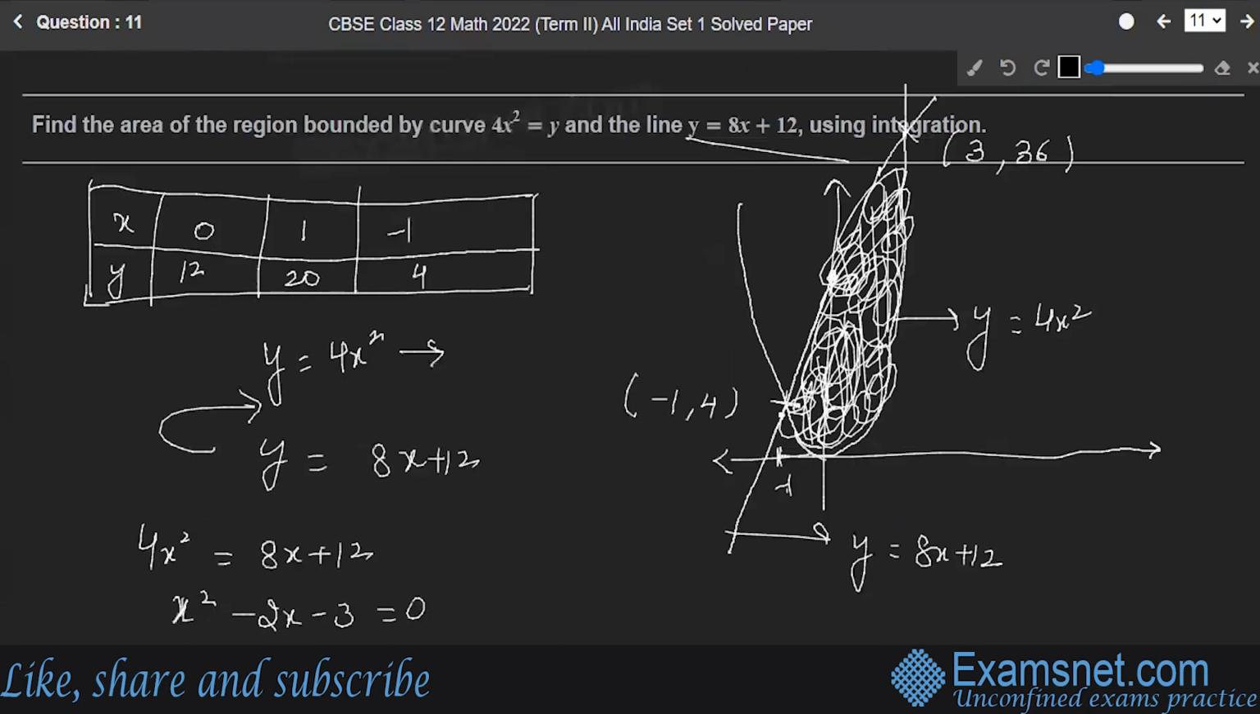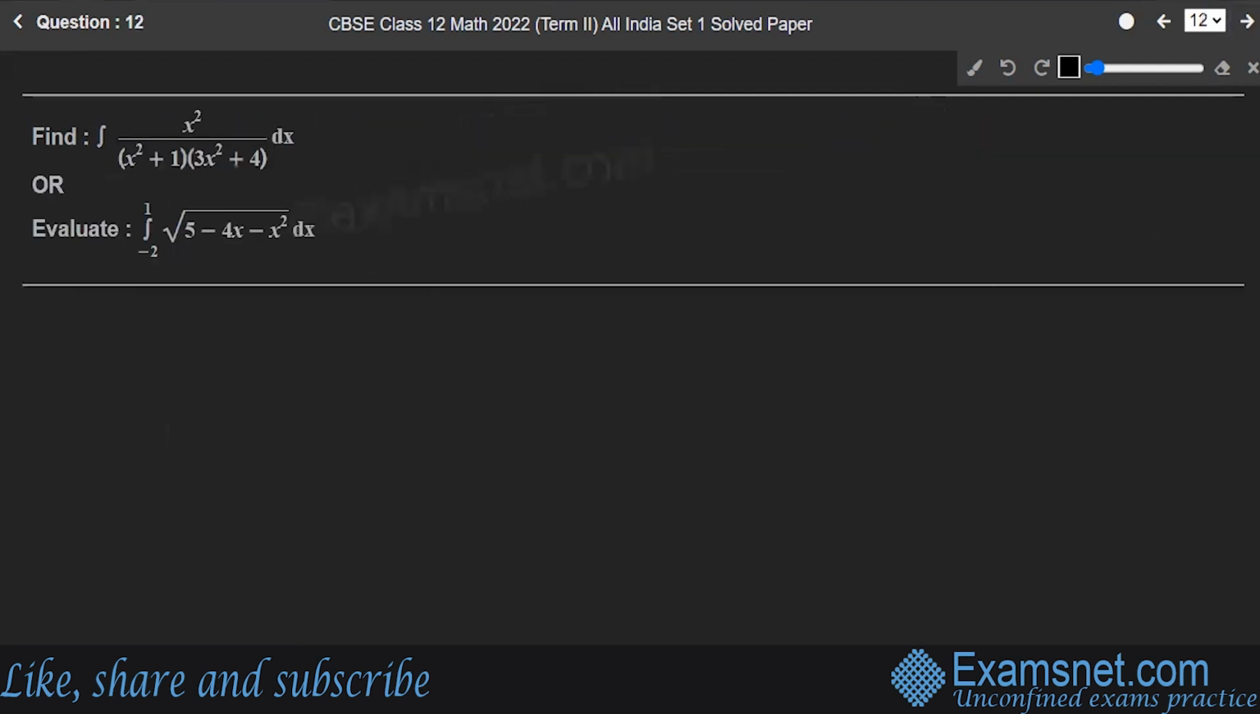This is the required area of this region, which is bounded by the shaded portion. 128 by 3 square units. This is the correct answer to the problem. Hope you have got that. Let's move to the next question, number 12.